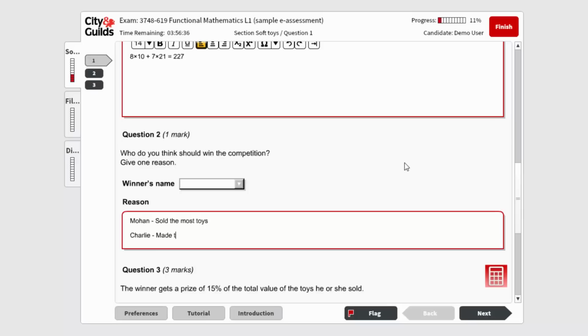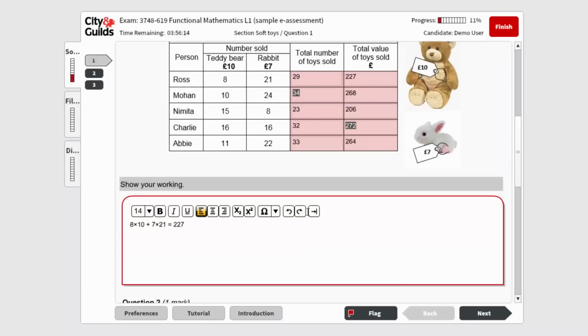So if you pick Mohan, you then want to say that he sold the most toys. If you pick Charlie, you want to say that they made the most money. I'm going to pick Charlie because I think, it's a shop. Money's kind of where it all comes from. We don't know the profit margins on toys, because technically you want to work out who made the most profit. But based on what we've got, I'm going to pick most money. You could have picked Mohan and said that he sold the most toys. Either is valid. It doesn't matter which one you picked.